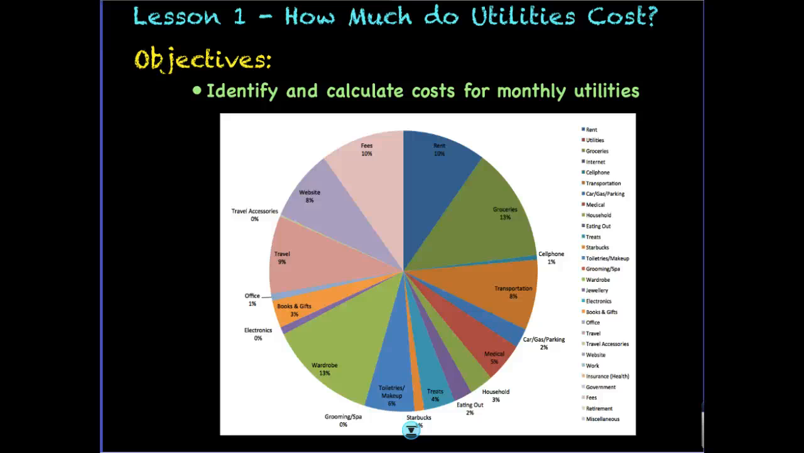Welcome to Lesson 1. We are going to be looking at how much utilities cost in this lesson. When you are making a budget, you need to consider your utilities. So understanding how the utility companies charge for those and understanding how to be efficient in your home is important to helping you construct your budget.